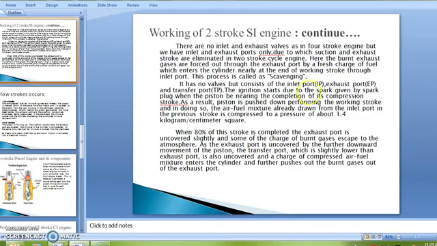The ignition starts due to the spark given by the spark plug when the piston is nearing completion of its compression stroke. When 80% of this stroke is completed, the exhaust port is uncovered slightly and some of the burnt gases escape to the atmosphere. As the exhaust port is uncovered by the further downward movement of the piston, the transfer port, which is slightly lower than the exhaust port, is also uncovered and a charge of compressed oil-fuel mixture enters the cylinder and further pushes out the burnt gases through the exhaust port.